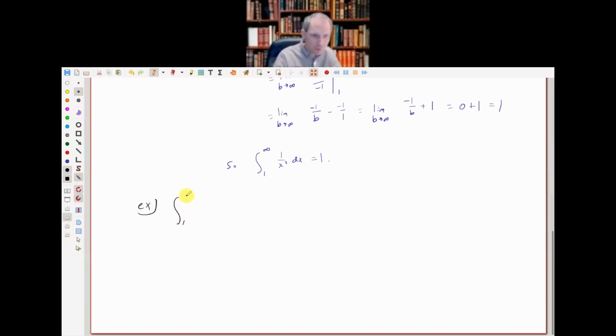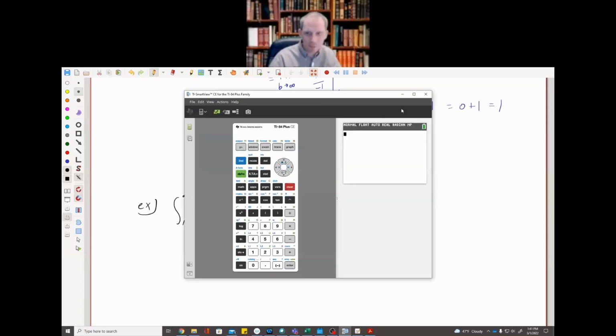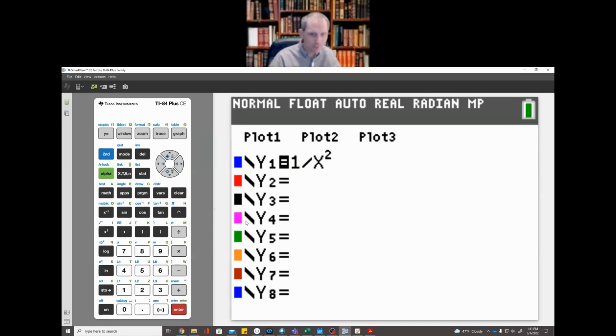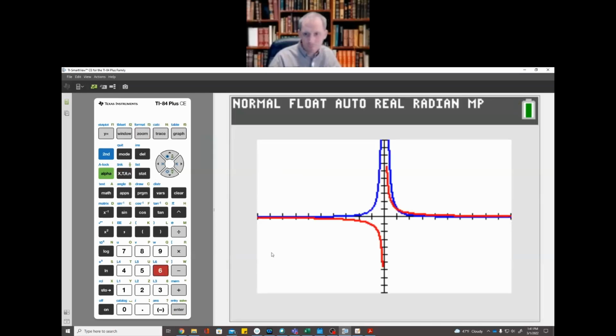Let's try the integral from 1 to infinity of just 1 over x. See if that makes a difference. Maybe just to give you some perspective, if I graph this on my calculator, start with 1 over x squared. That'll be blue, and then the one we're currently doing, 1 over x, is in red. They're not very different.